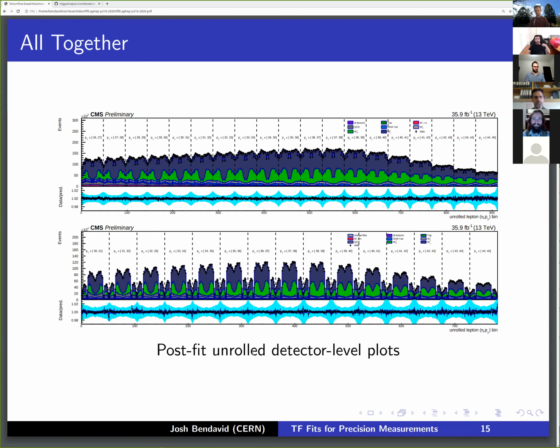And so to give an idea, unrolled in 1D, this is what things look like. This is a post-fit plot unrolled at detector level. Each of the blocks here is one bin of PT, and within each bin of PT you can see the pseudo-rapidity distribution of the charged lepton. If you look carefully, you can see the Jacobian peak of the W. The bottom plot is for electrons, so the acceptance and efficiency is quite different in the forward region.